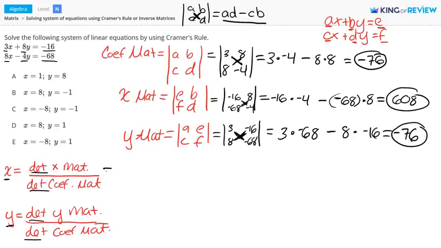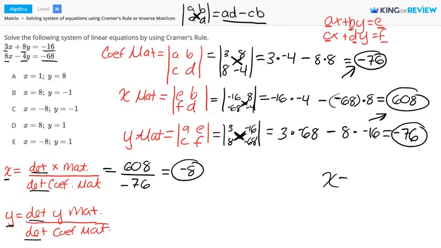So x is equal to the x matrix determinant, and we solved for that here, that's 608, divided by the determinant of the coefficient matrix, that's here, that's negative 76. So we have 608 divided by negative 76, and this works out to negative 8. So we know that x is equal to negative 8.